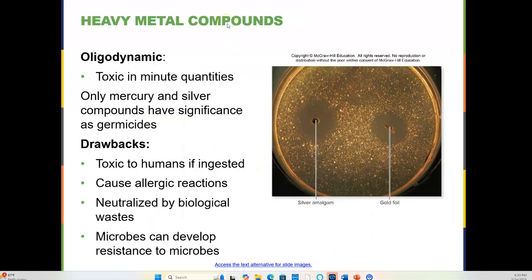Heavy metals are oligodynamic, which means they're toxic in minute quantities. So this is silver and gold foil, which will inhibit the growth of bacteria. Only mercury and silver compounds have significance as germicides. Drawbacks here are that they're toxic to humans if ingested, can cause allergic reactions, are neutralized by biological waste, and microbes can develop resistance pretty quickly.